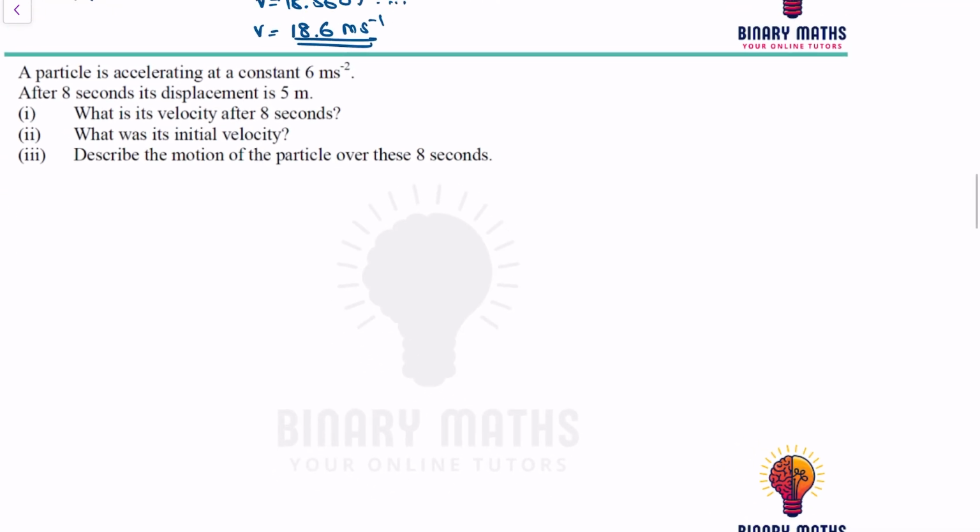A particle is accelerated at a constant 6 meters per second squared. After 8 seconds, its displacement is 5 meters. So part 1, what is the velocity after 8 seconds?